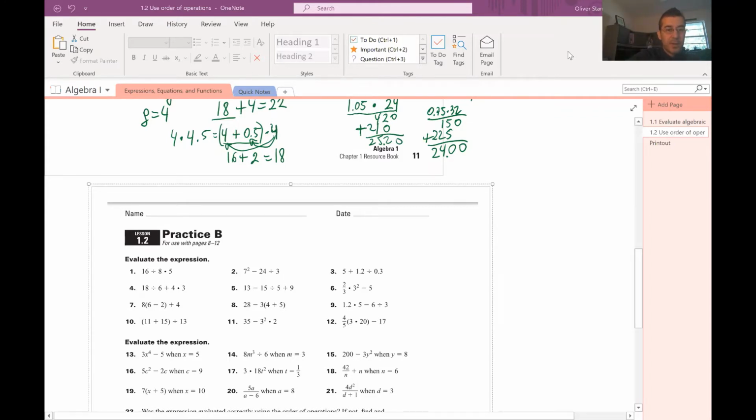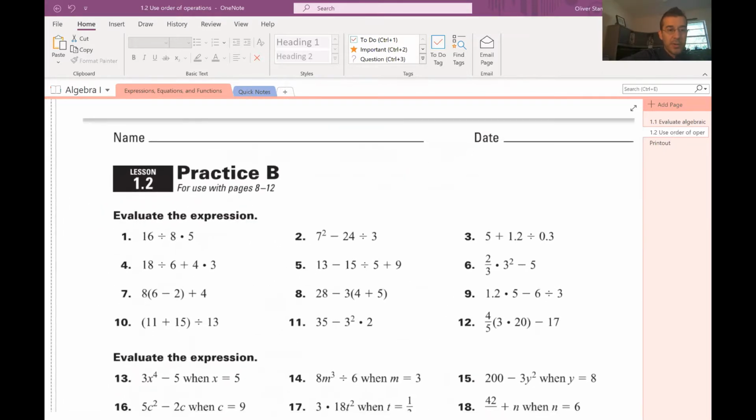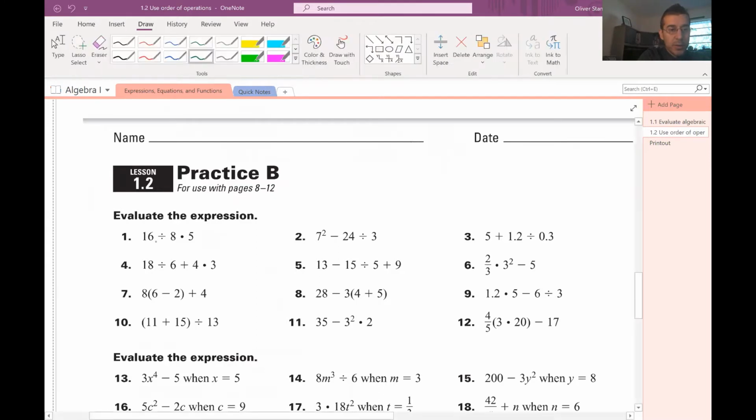So first, 1 through 12 is evaluate the expressions. Order of operations: in the first problem we have division and multiplication, 16 divided by 8 times 5. Division and multiplication are at the same level, so we do operations left to right. 16 divided by 8 is 2, and then 2 times 5 is 10, right? So 10 is the answer for number 1.